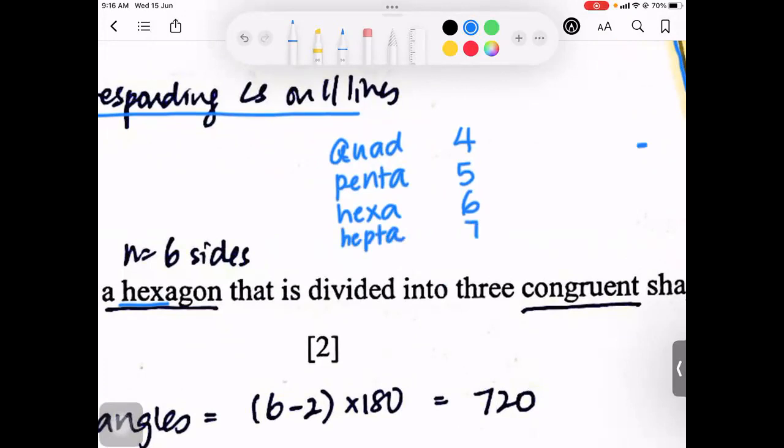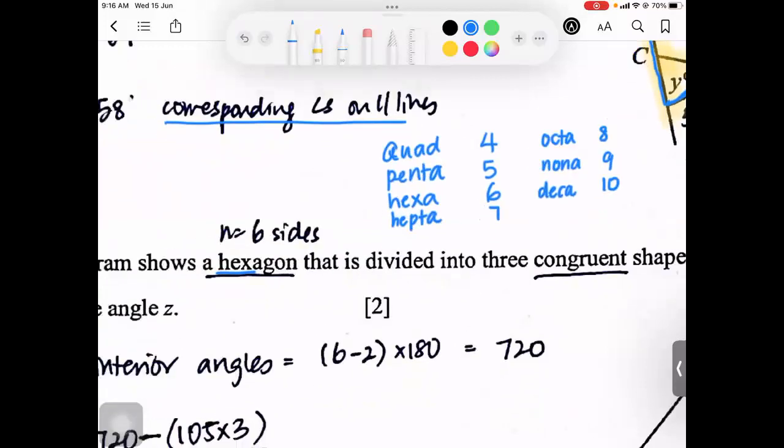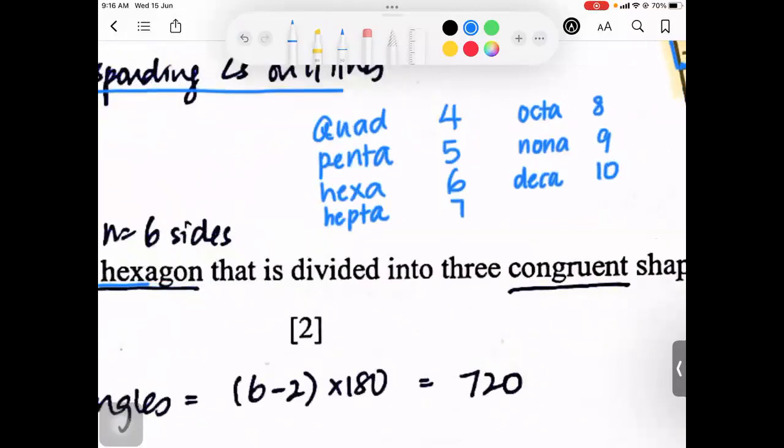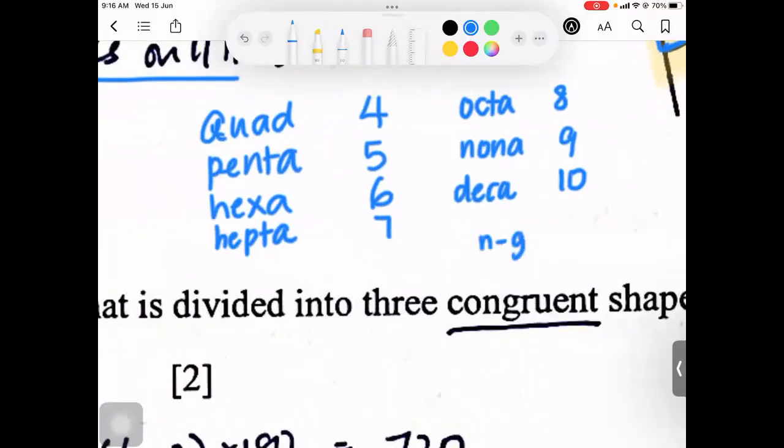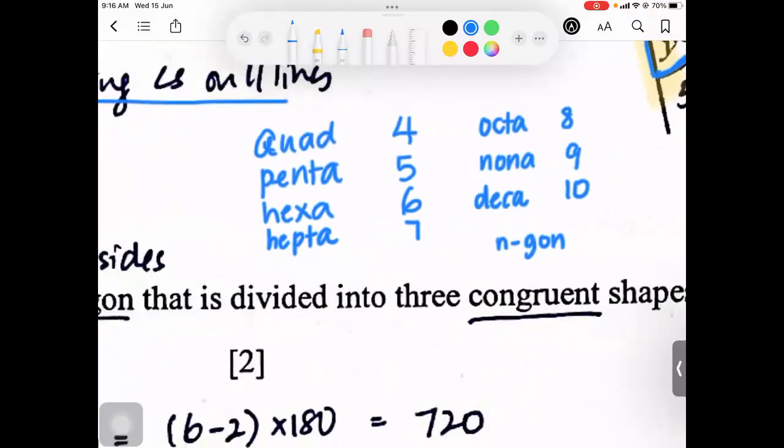Okay, then octagon. Octagon should be easy. Octagon will be eight sides. Nonagon will be nine sides. Then decagon will be a decade, right? A decade means 10 years. So decagon will be 10 sides. All right, so these are some of the key ones to remember. Then any other more than this will be called n-gon. For example, 11-gon, 12-gon, or whichever means they have that number of sides. They don't have any more special names already, right?